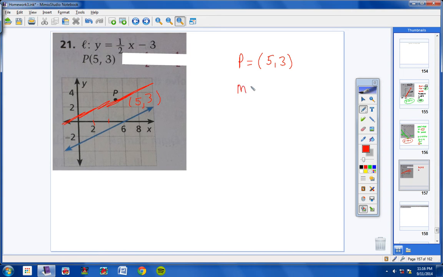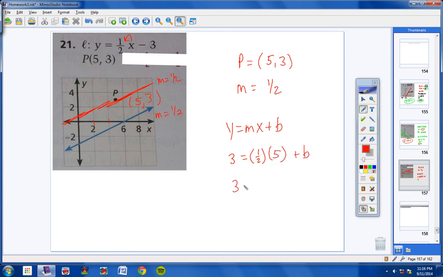My slope is, well, the blue line has a slope of 1/2, and I know that because up here y is all by itself and the coefficient of the x is 1/2, so the slope of my parallel line would also be 1/2. And then here's your formula. Where the y is, I will substitute 3. Where the m is, I will substitute 1/2. Where the x is, I will substitute a 5, and then plus b.